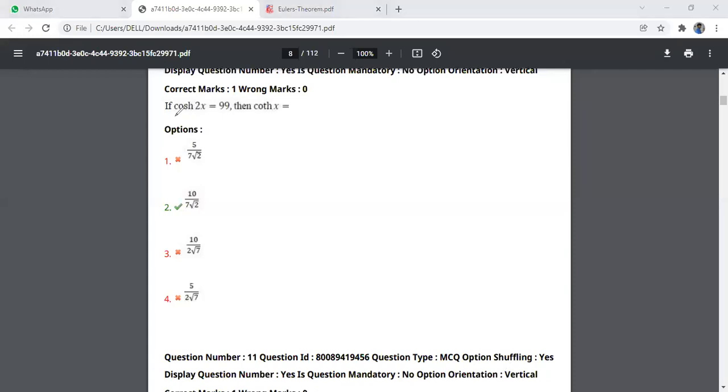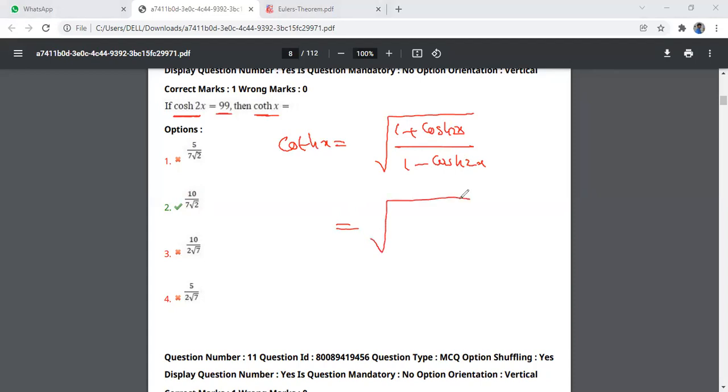This is cosh 2x is equal to 99, and they are asking coth x. This is a very simple question because it is only a formula. If you remember the formula, it is easy; otherwise it is very complicated. The formula: coth x is equal to the square root of (1 plus cosh 2x) by (1 minus cosh 2x). They are giving cosh 2x is 99, so it is root 100 by root 98.